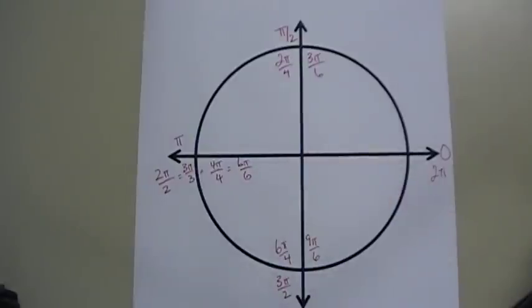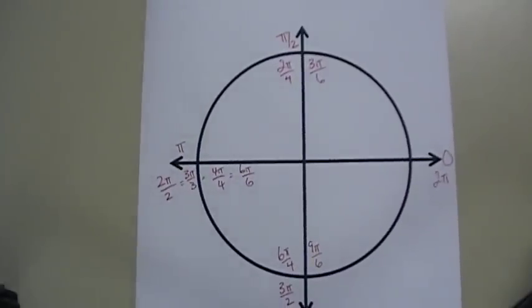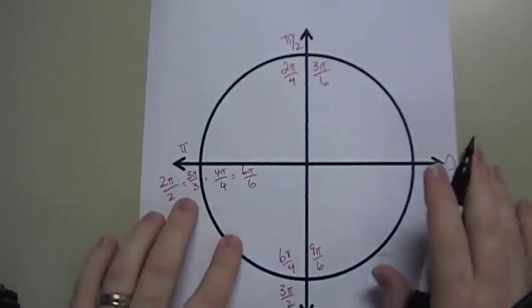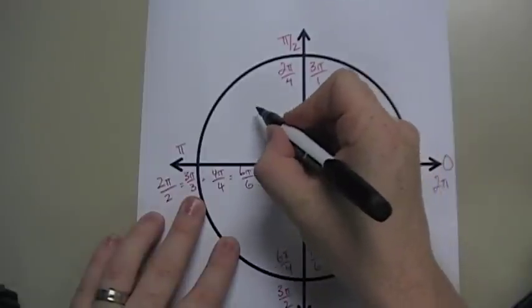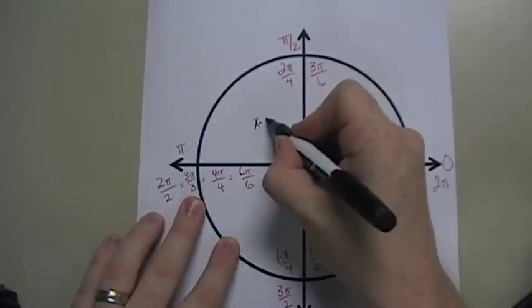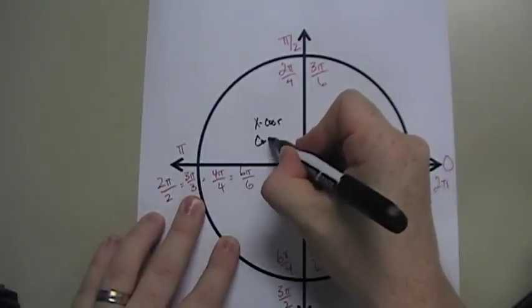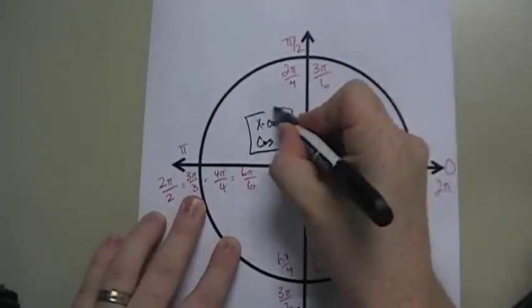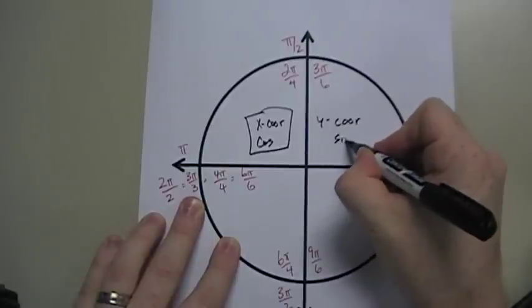So all you should have to do is use the same numbers over and over again, just adjusting the positives and negatives. And that's where it becomes really important, again, to remember that, I'm going to write it right here, that x coordinates go with cosine, and that y coordinates go with sine.